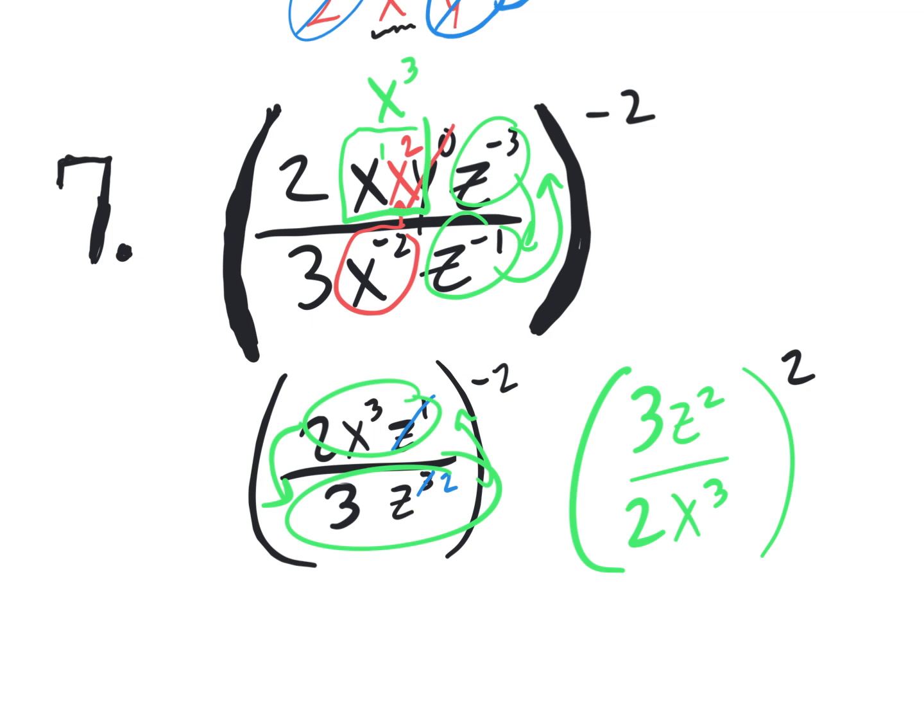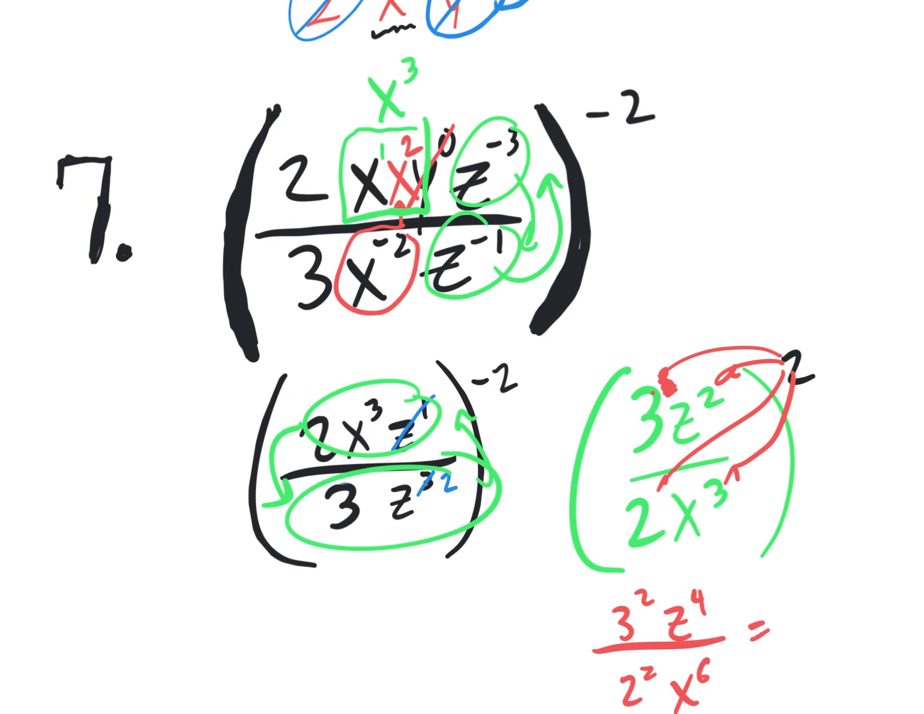And now let's finally distribute that 2. 2 right there will be 3 squared. 2 right there will be z to the 4th. Maybe I shouldn't write it yet. Let me write it down here. 3 squared, z to the 4th. 2 right there will be 2 squared, and 2 right there will be x to the 6th. So your final answer will be doing the 3 squared, which is 9, and the 2 squared, which is 4, and of course, z to the 4th, x to the 6th. Is that what you got?